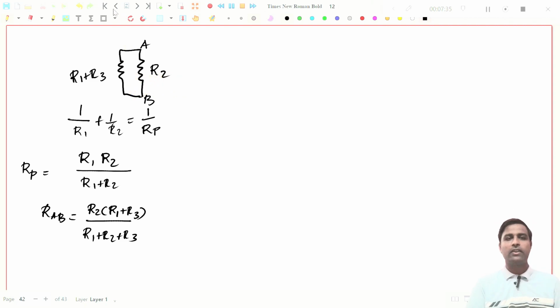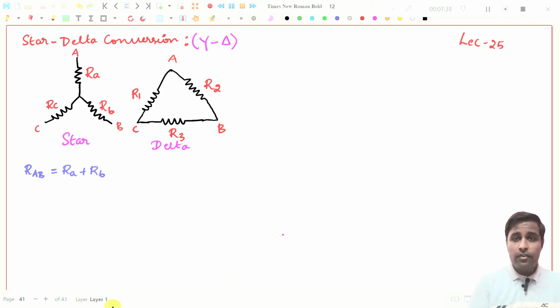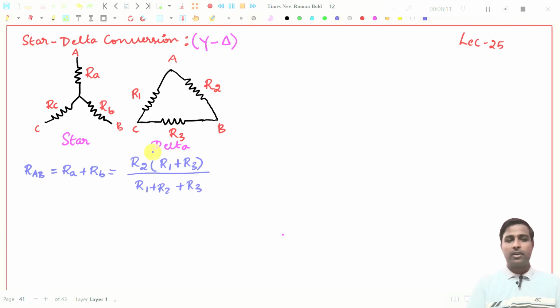So what we can do right now, for this RAB, that should be equal to this divided by, between these two points, right? Obviously R1 plus R3 will come here. So the denominator will be R1 plus R2 plus R3, and in the numerator R2 multiplied with these two added resistors, so this will be R2 into R1 plus R3, right? Simple. We have written the resistance RAB by comparing these two.